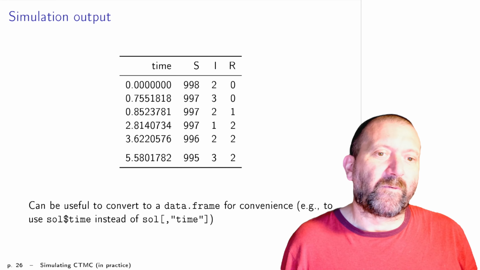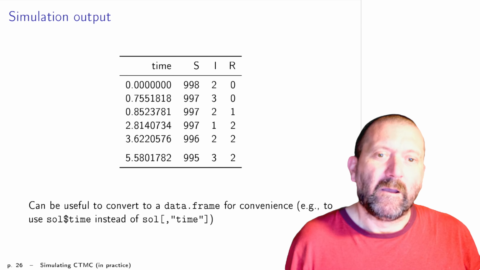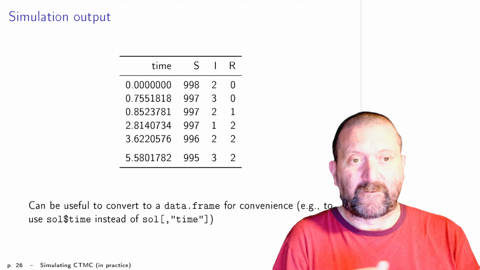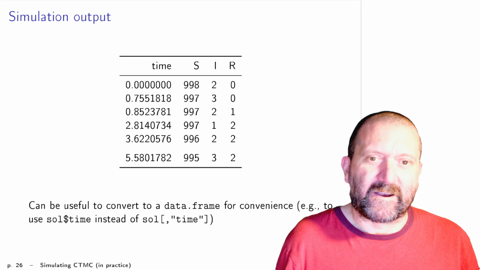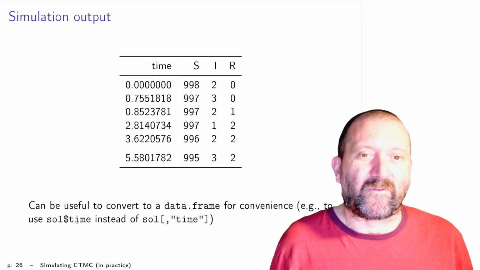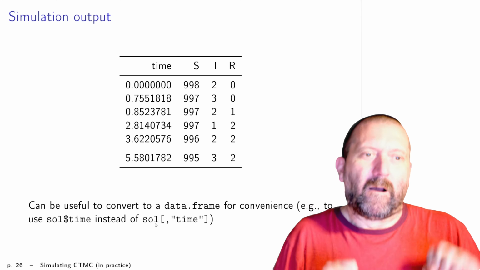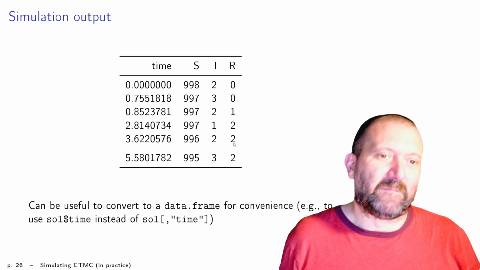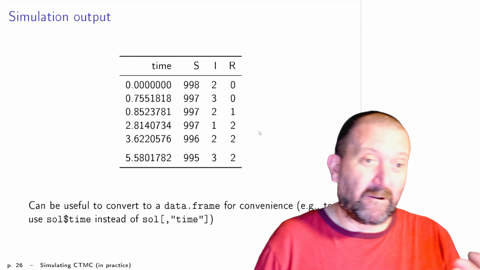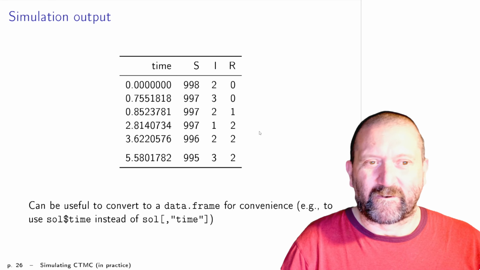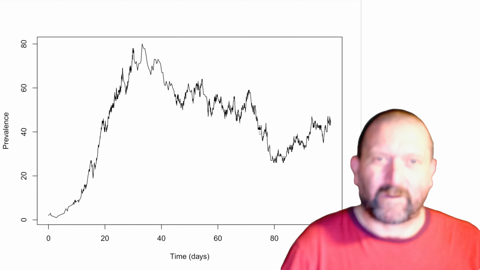It can be useful to convert it to a data frame. If you do so, you'd say just that sol equals as.data.frame of sol. Then that would allow you to use sol$time instead of the element of the matrix column called time. Okay, so that's a little simpler, and it allows you to use a bunch of other R functions that are specific to data frames. And that's what the solution looks like.